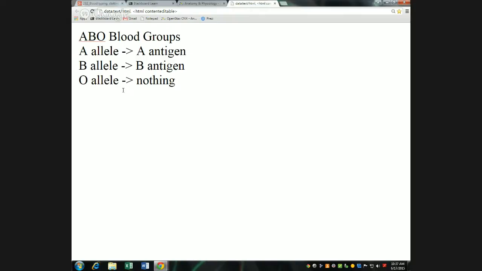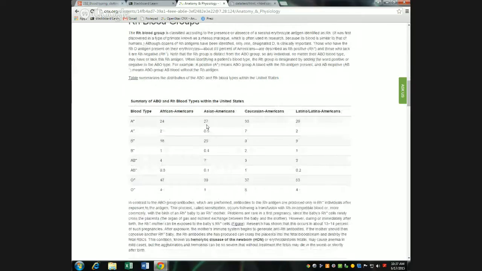Type O is supposed to be rare? Actually, here's a breakdown of the numbers. So the bottom two are the positive and negative variants of O. So it's high in Latin American or... so it looks like it's actually one of the more common blood types.